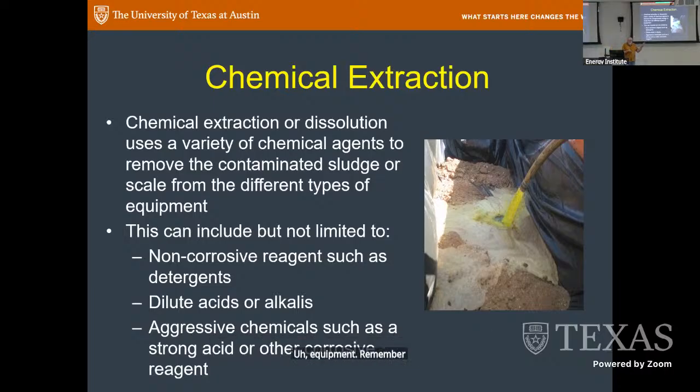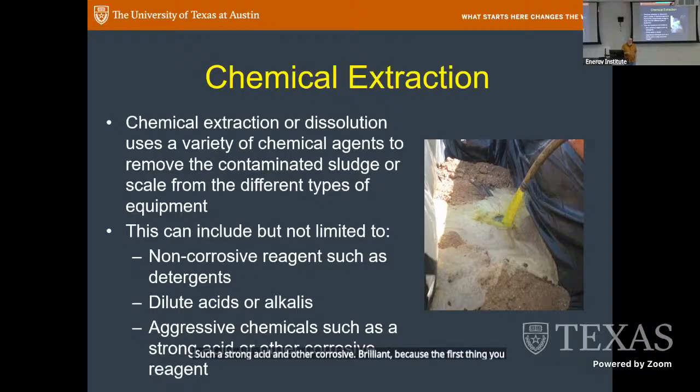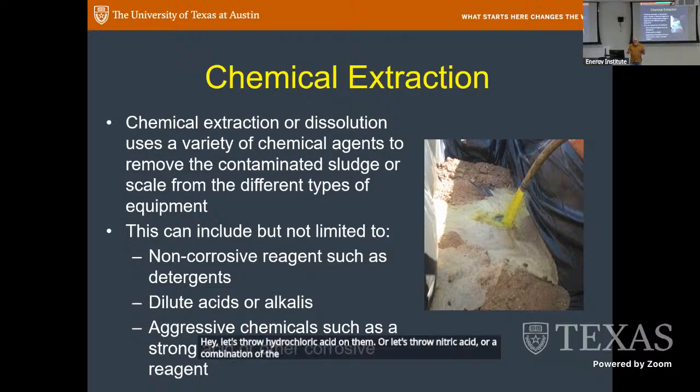Remember, often in this equipment there's a lot of scale. And when these very large and very expensive pieces of equipment can't function well, you have to clean them up. Otherwise, you just leave them in the field. And that's been done as well, right? This can include, but is not limited to, non-corrosive reagents, dilute acids, alkalis, aggressive chemicals such as strong acids and other corrosive reagents. Because the first thing you think about, trying to get rid of something, is: hey, let's throw hydrochloric acid on it, or let's throw nitric acid, or a combination of the two.